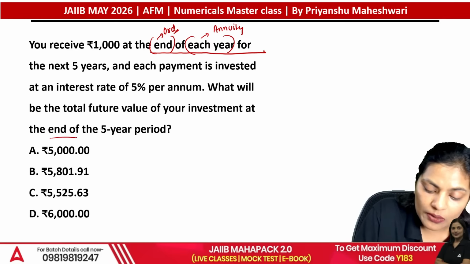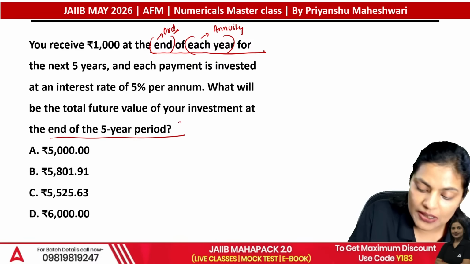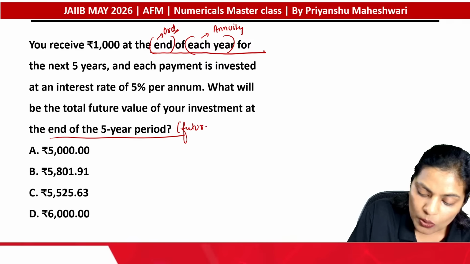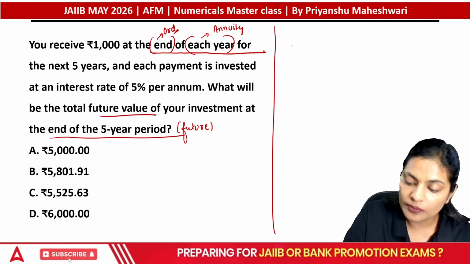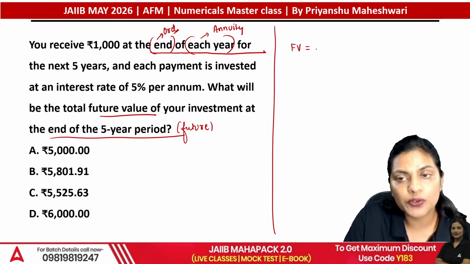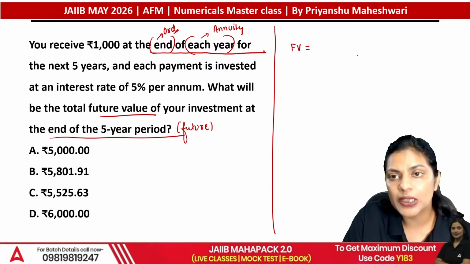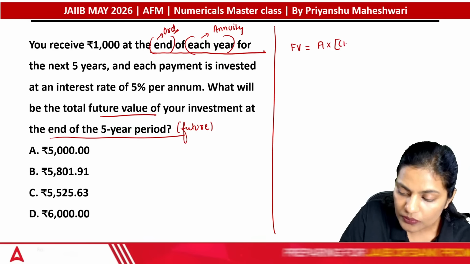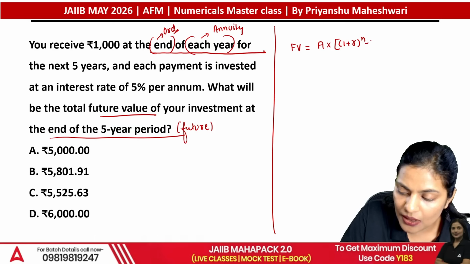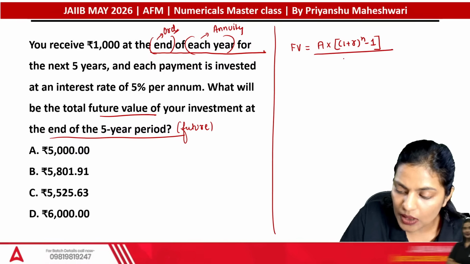And we are required to calculate the end of the 5-year period. That means they are talking about future. Though they have also given this in the question, future value, they are talking about future. Now, what's the formula? This is the formula that you have to always remember. So, future value is equal to annuity amount into 1 plus r power n minus 1 upon r.